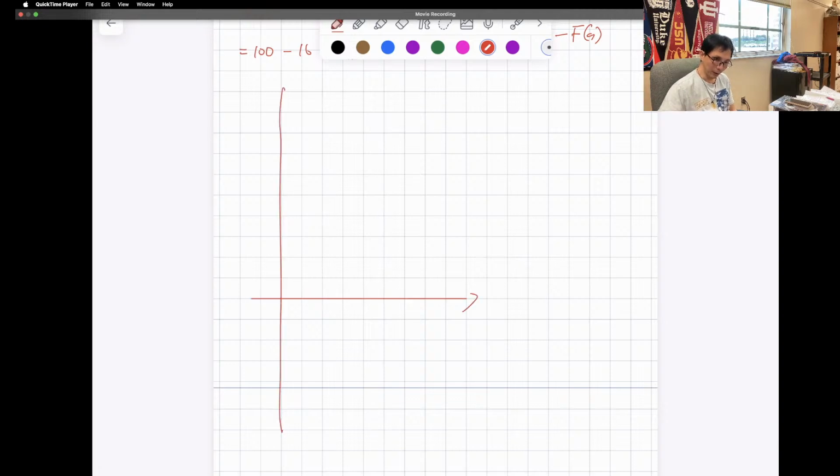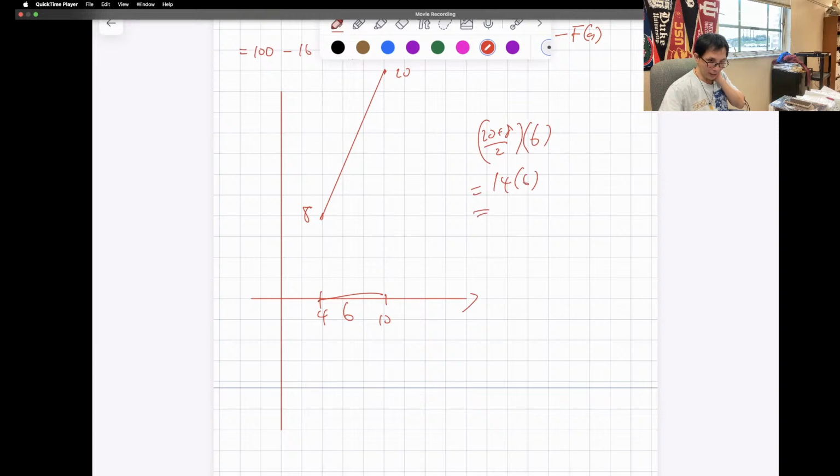So at 4, I'm gonna say this is a 4. This is gonna be 8. At 10, it's gonna be right here, and that's gonna give you 20. So it's right here. This is 20. So it'd be 20 plus 8 divided by 2 times 6, because this is 6. So this one is so hard to calculate because this is 14 times 6. That's equal to 84. You get the same answer by looking for the area geometrically.